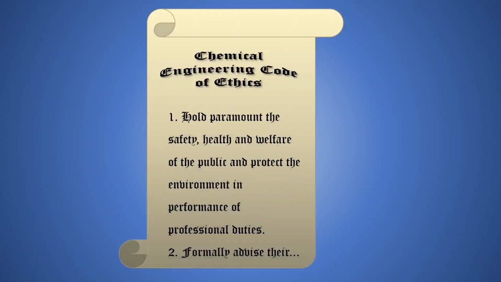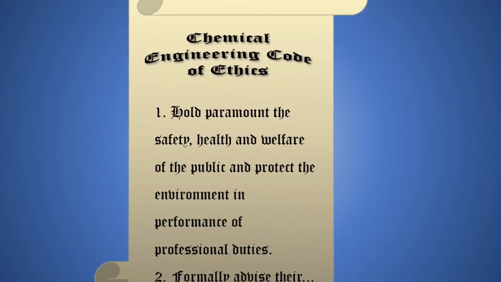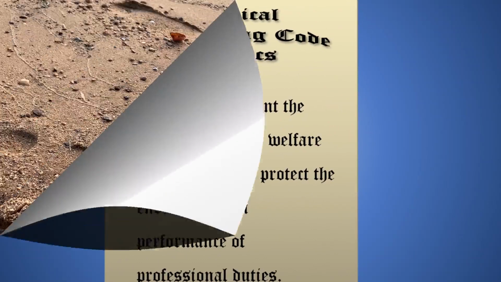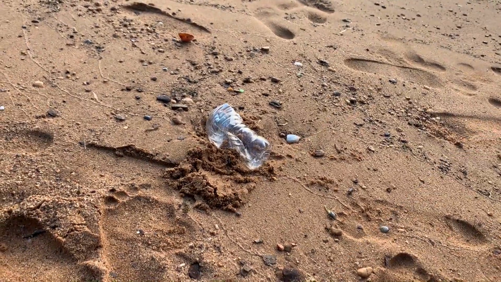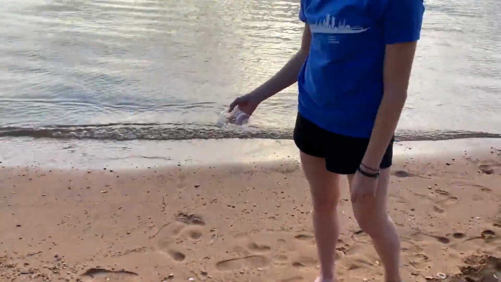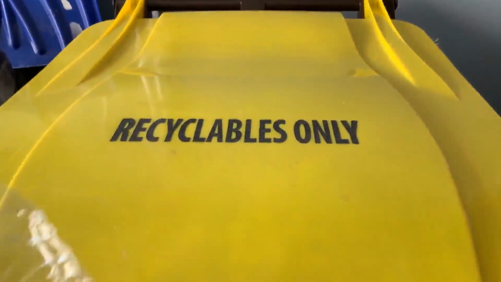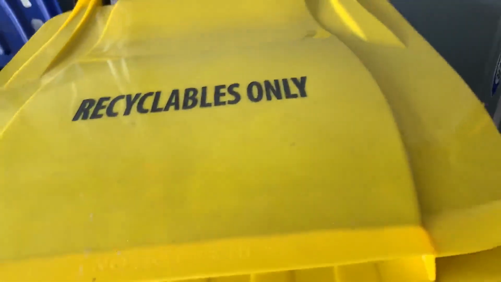As chemical engineers, the first pillar of the code of ethics is to hold paramount the safety, health, and welfare of the public and protect the environment in performance of professional duties. Therefore, finding a solution to the accumulation of plastics on the planet is a critical, ongoing endeavor, as engineers try to reimagine the end of this circle of life of plastic waste.